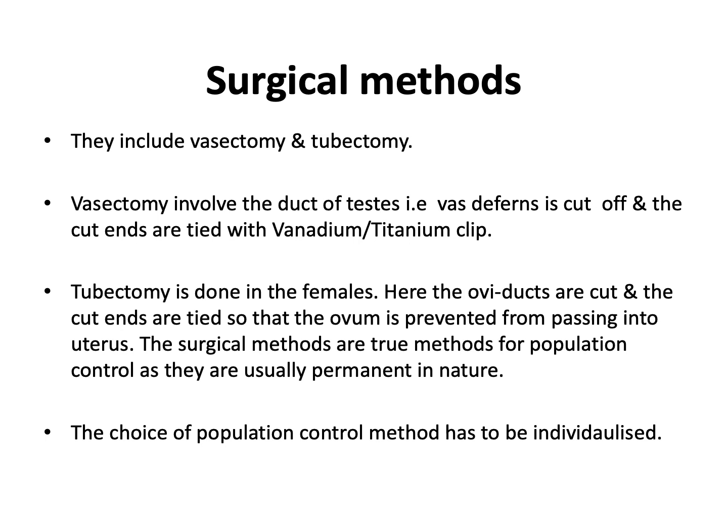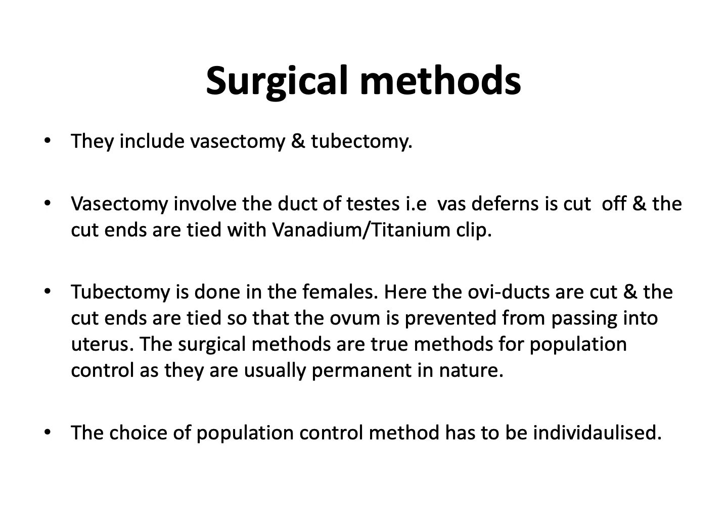Then the other method under family planning is the surgical method, which includes vasectomy and tubectomy. Vasectomy is done in males, in which the duct of the testes, that is the vas deferens, is cut off, and the cut ends are tied with a vanadium or titanium clip.